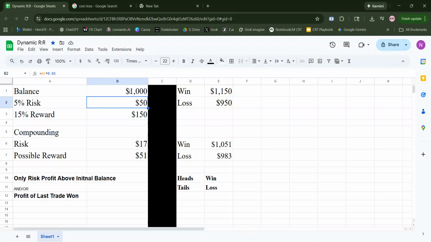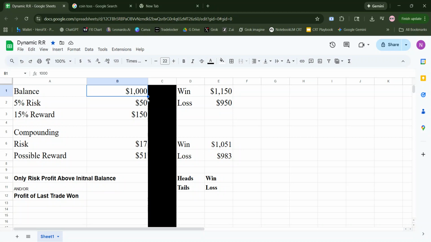I've done another video similar to this with a smaller account. Now we're going to take a look at one with more funds. So I'll do a couple of examples. First, starting off, let's just say you have a $1,000 balance and we're going to go for a 1-to-3 risk to reward ratio, and we're going to risk 5% of the account. So obviously 5% of 1,000 is 50, and 3 times 50 is 150.